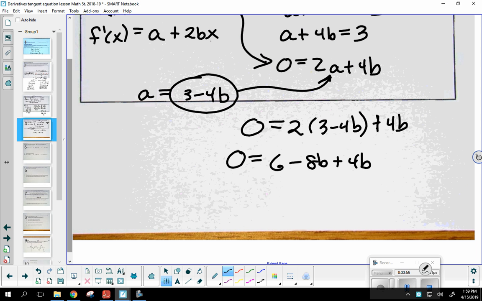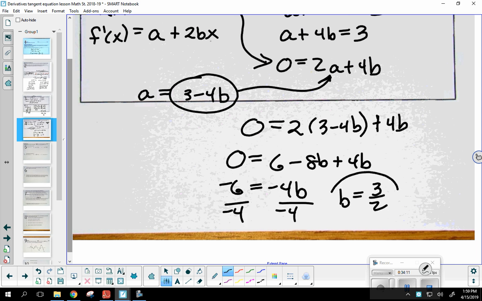All right, so it looks like I'm going to do a couple things at the same time. I'm going to subtract the 6 over. Negative 8b plus 4b is a negative 4b. Divide through. And what do we get for b? 3 halves. How many people had that? Okay, good. And now it's just a matter of plugging it back in and finding a.